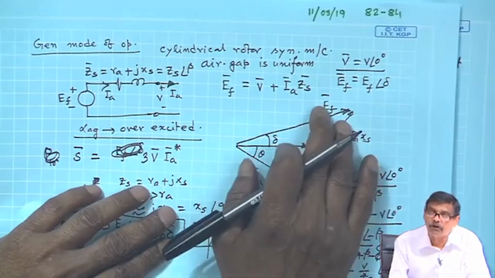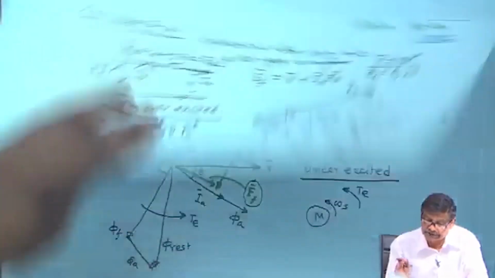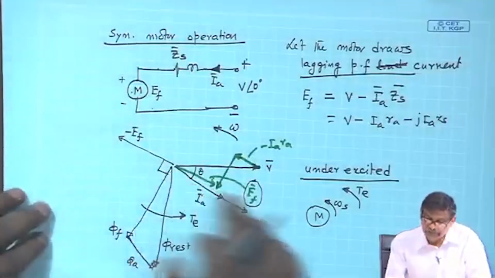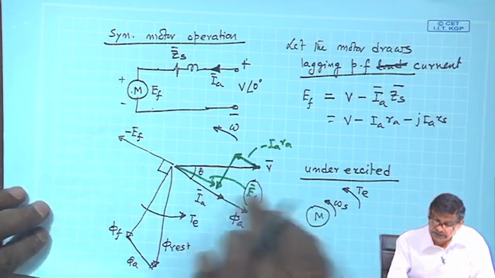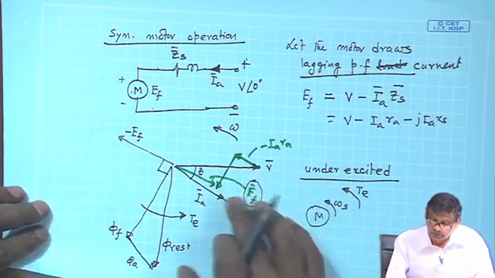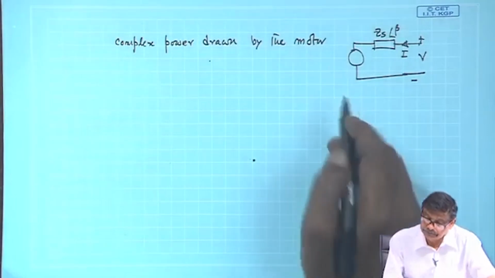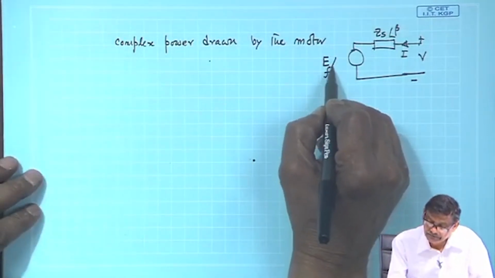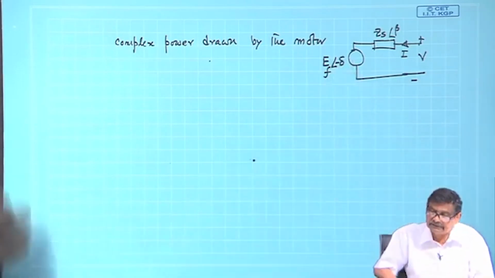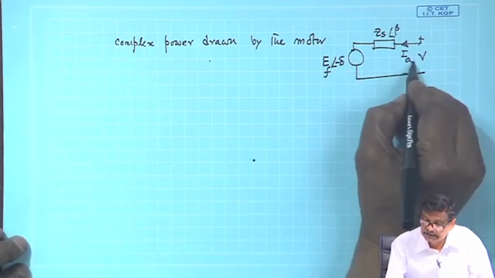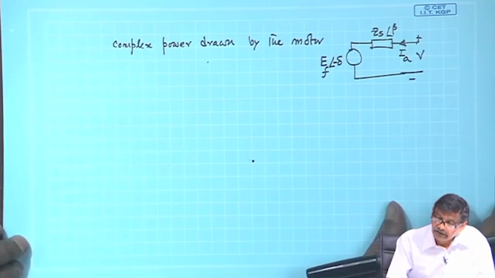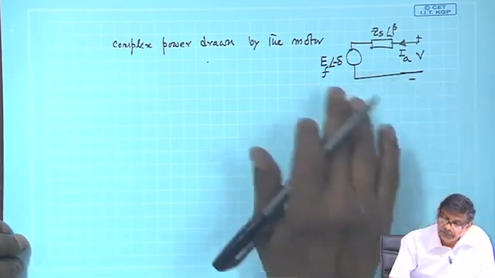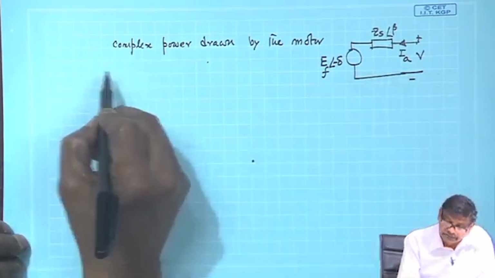So, E f will always be above V in case of generator, and E f will be below the terminal voltage when it is in motor mode. Therefore, I will assume this voltage to be E f angle minus delta. This is the thing, and this is the armature current. Got the point.